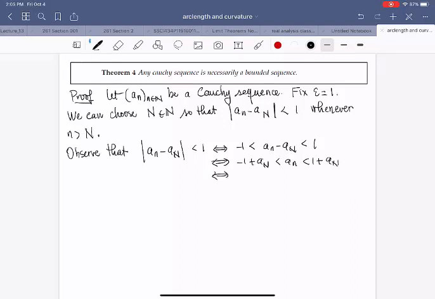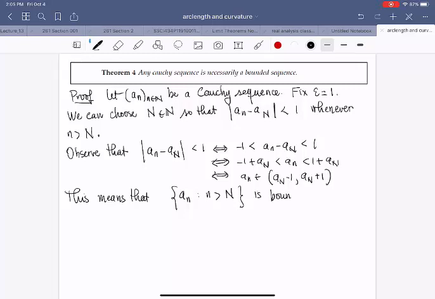And of course, this really means that a_n is in the open set (N minus 1, N plus 1). This means that the set containing elements of the type a_n, where n is strictly bigger than capital N, is bounded. So the tail of the sequence is a bounded set.